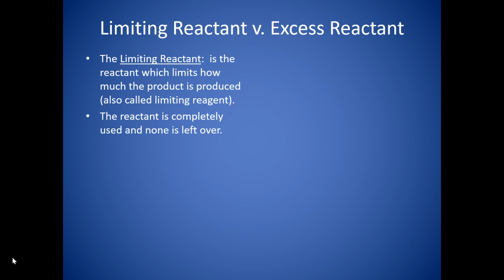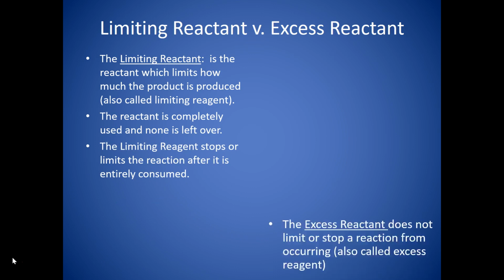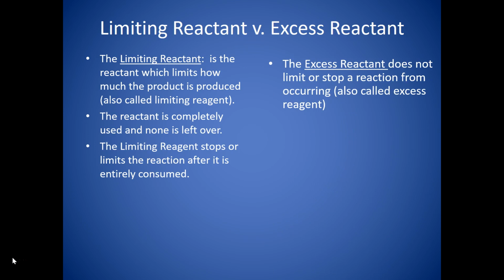In a real chemical equation, unlike our s'mores example, that reactant is going to be completely used up and none of it will be left over. The limiting reagent stops or limits the reaction after it is entirely consumed. On the other hand, we have the excess reactant, which does not limit or stop a reaction from occurring. It's sometimes also called the excess reagent. So in our case, it was our graham crackers and our marshmallows because we had excess of that. And there will be excess or leftover of this reactant. It's not all going to get used up, just like we didn't use up all of our marshmallows or graham crackers.